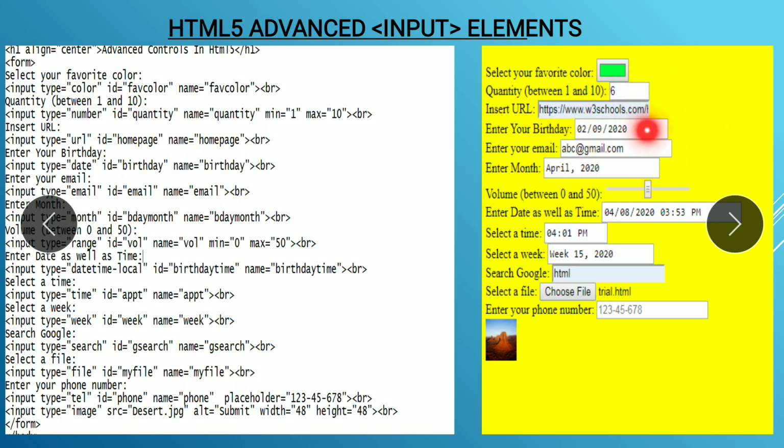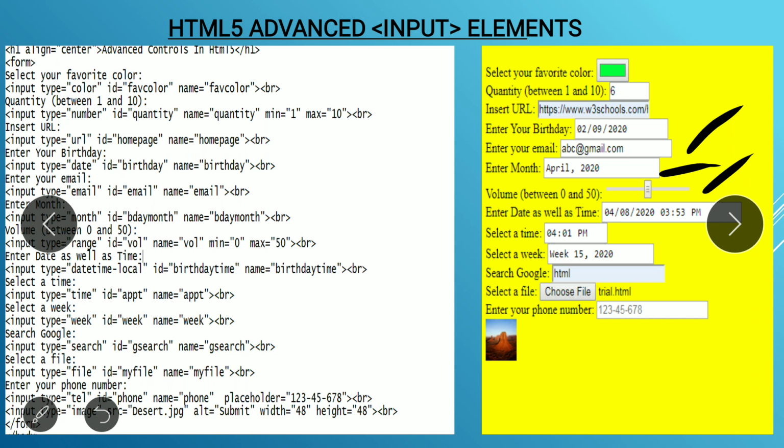Here you can manually enter the date, as well as you can also select the date from the calendar. Next is the email, where you can enter a proper email ID. Next is the month, where you can enter month and year, right? You can manually enter, or you can select from the calendar. Next is the range, where you set the range, and volume range you can set, right?